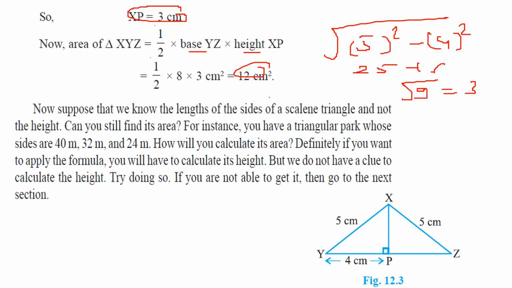But if you have a triangular park having sides 40, 32 and 24, that is neither isosceles, nor equilateral, nor a right angle triangle, how do you find the area of this?